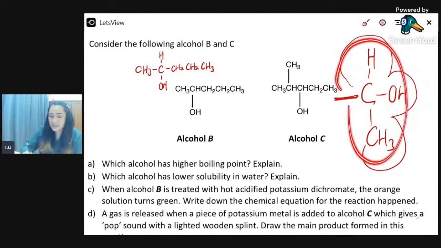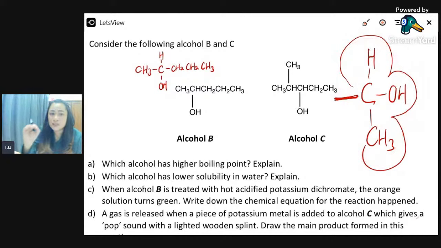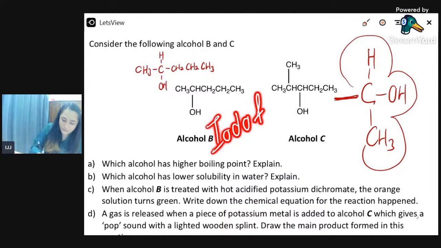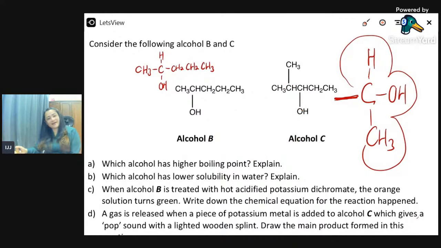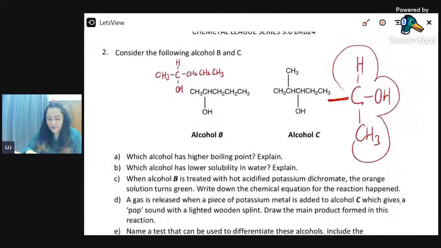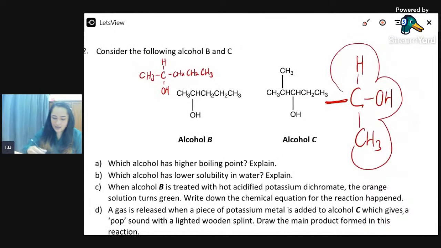So this methyl alcohol group will show a positive result when you react it with the iodoform test. So you can use the iodoform test. Okay, alcohol C does not have it, right? It does not. That is why, if you cannot see the structure, I always advise students to draw the expanded structure. It just takes a few minutes.